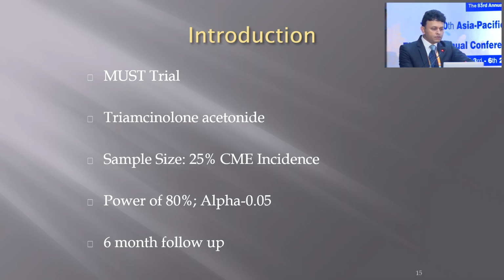So we have the MUST trial, which validated the use of steroids, or local steroids, and specifically the intravitreal dexamethasone implant for management of intermediate and posterior uveitis, and to some extent even anterior uveitis. A cheaper alternative is triamcinolone. 25%, a sample size with an approximate percentage of 25% prevalence and a power of 80%. That was our recruitment criteria, and a 6-month follow-up.